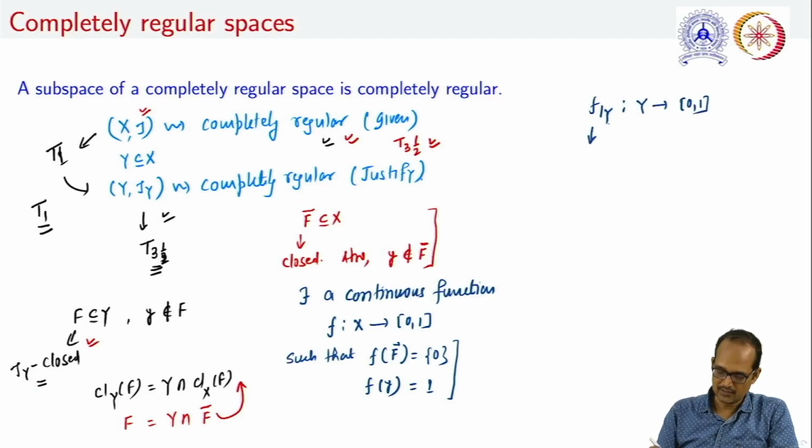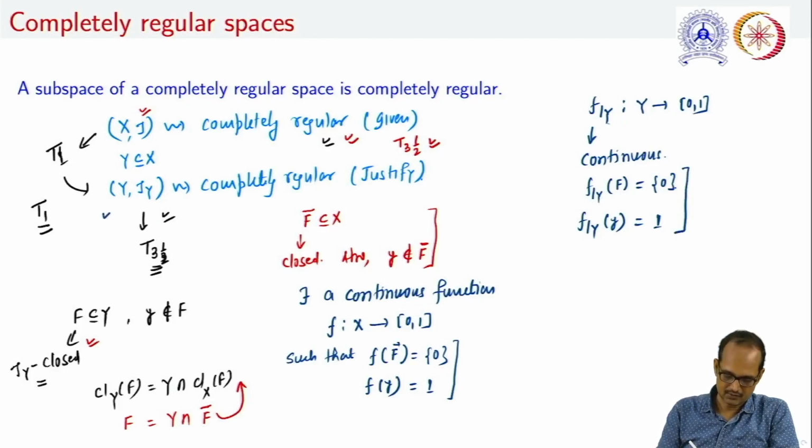It is to be noted that this function will always be continuous. Also, if we compute the image of F under it, that will be precisely the singleton set {0}, and if we compute the image of Y under this function, that will be 1. Thus this space (Y, tau_Y) is T3.5, and therefore this space is completely regular.